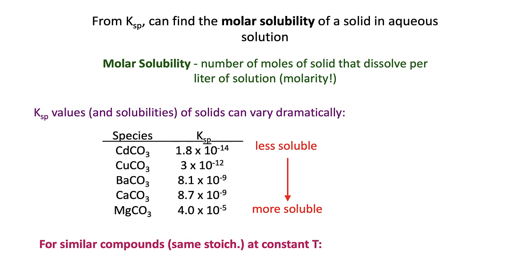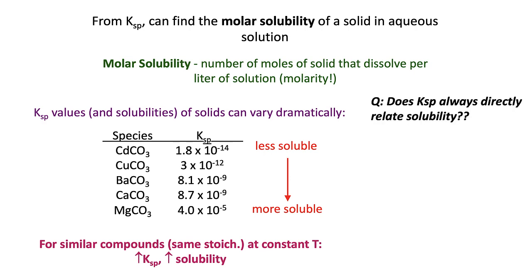If we have similar compounds, so if we have the same stoichiometry, which all of these are, this is to say 1 cation to 1 anion or 1 cation to 2 anions, if the similar compounds have the same stoichiometry, then what we'll see is that Ksp is directly related to solubility. And we'll be able to conclude that if we have a more soluble compound, it's going to have a higher Ksp. However, does this always directly relate? Is this always true? And the answer is no, it's not quite true.